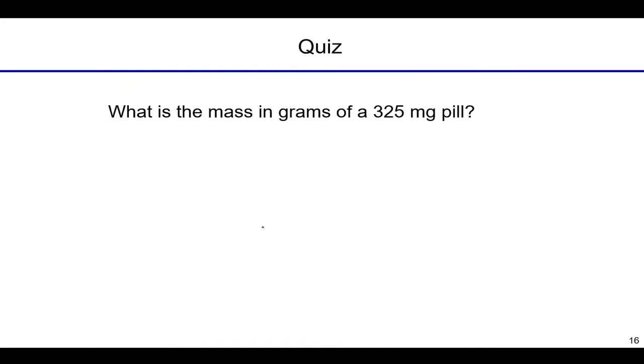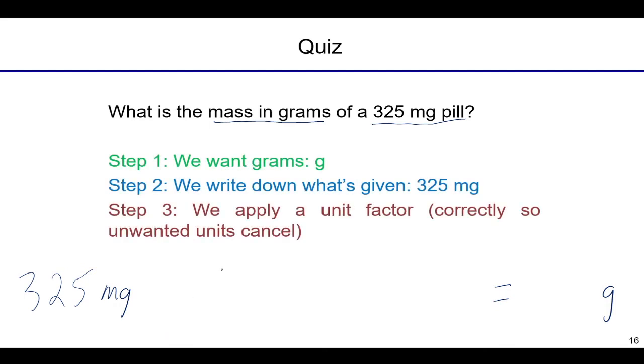What is the mass in kilograms of a 325 milligram pill? All right, let's use Prof. Melko's patented 3-step methodology here. What is the mass in grams? Equals grams. Of a 325 milligram pill. Writing out my units, we want grams, so we put it on the right. We've written down what's given, 325 milligrams.